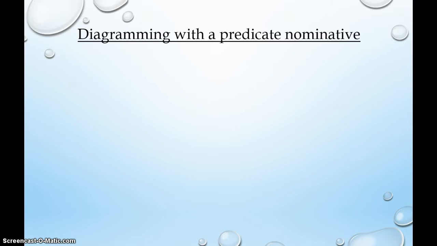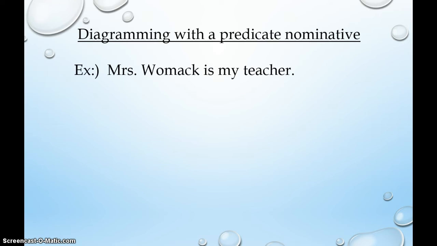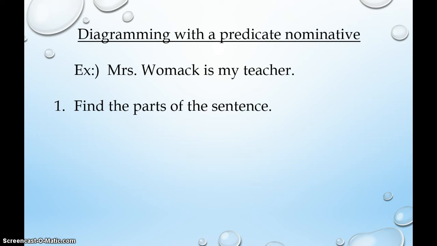Okay, so let's look at how to diagram a predicate nominative. Our example sentence for this is, Mrs. Womack is my teacher. As always, we are going to start by finding the parts of the sentence. Our verb of this sentence is the linking verb is. So we will box it in green to show that it's a verb, and we will label it LV for linking verb.